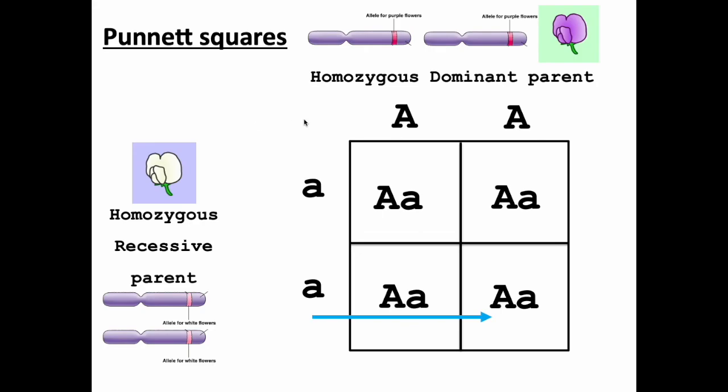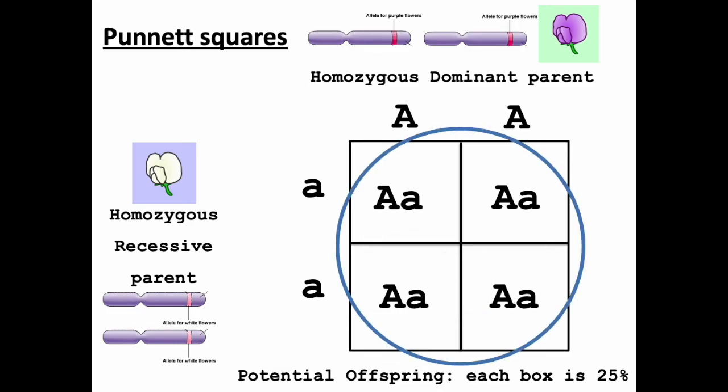In a genetic cross between a homozygous dominant parent and a homozygous recessive parent, what percentage of the offspring will be heterozygous? So this is heterozygous, this is heterozygous, this is heterozygous, this is heterozygous. The answer, 25% plus 25% plus 25% plus 25%. The answer is 100%. 100% of the offspring will be heterozygous because each box is 25%.